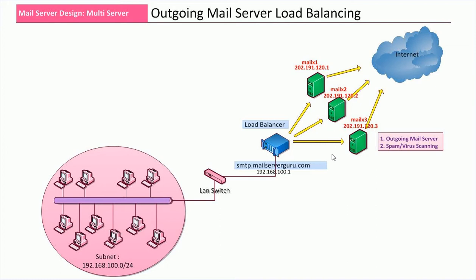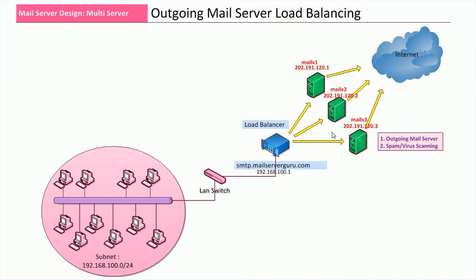So how do you design for load balancing? Here in this design, we placed a load balancer and we assigned a host name for its IP. All clients configure their email client, like Outlook, with the outgoing SMTP server. They all are using smtp.mailserverguru.com, the load balancer. When they send mail, the load balancer gets those mails from the clients and round robins or evenly delivers them to upstream servers.